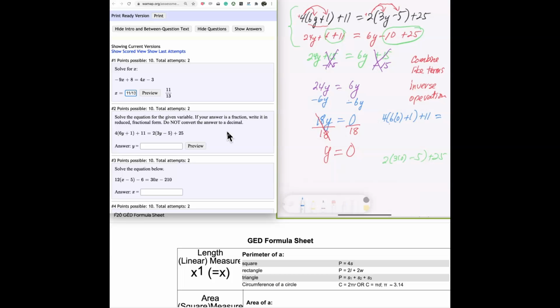PEMDAS says we have to work in the parentheses first, and there's multiplication here, not written, multiplication here, also not written, there's addition, and there's addition here. So we have 4 operations, 2 are within the parentheses, so we're going to start there. We'll go here first, and then we'll do the addition, okay? So 6 times 0 is 0, plus 1. So 0 plus 1 is 1. 4 times 1 is 4.